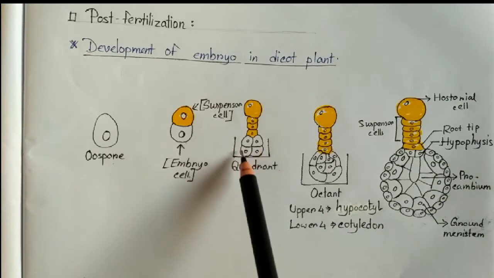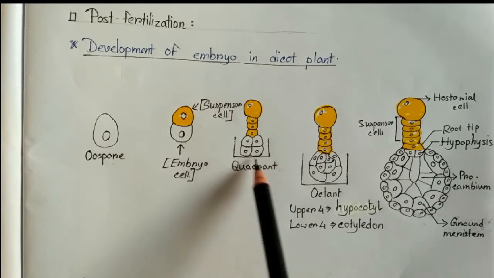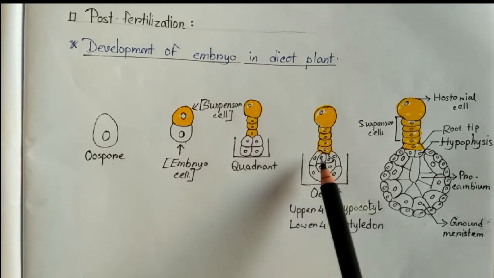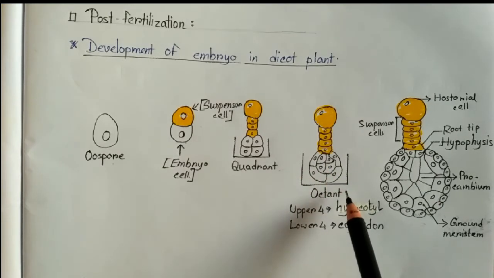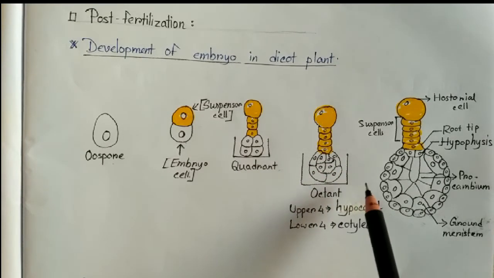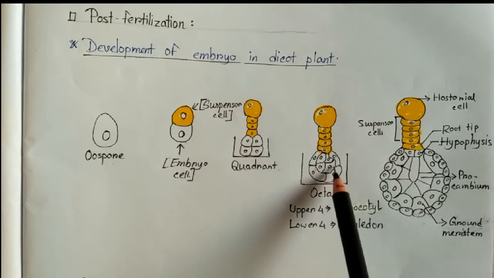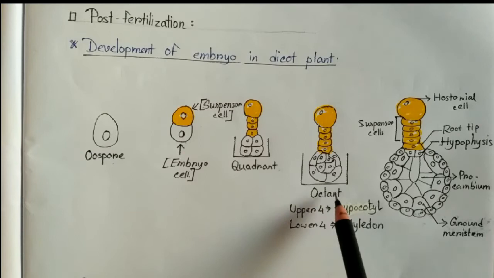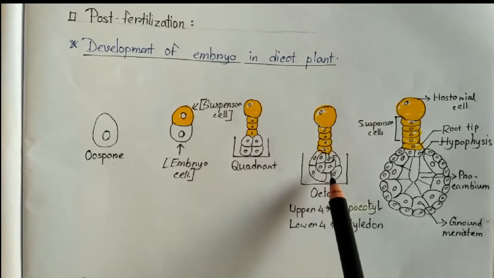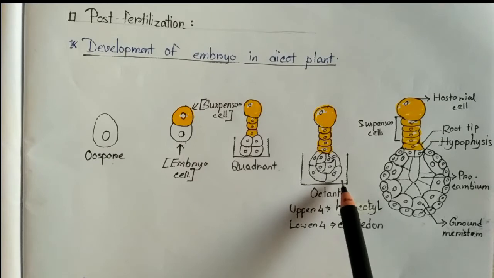First they form a quadrant. Here are 4 cells, that's why they are called a quadrant. After that, the quadrant further divides into 8 cells. Here are 8 cells, that's why it is called an octant, in which the upper 4 form the hypocotyl, and the lower 4 form the cotyledon. From the 4 we get 2 cotyledons. That's why this type of plant is known as a dicot plant.